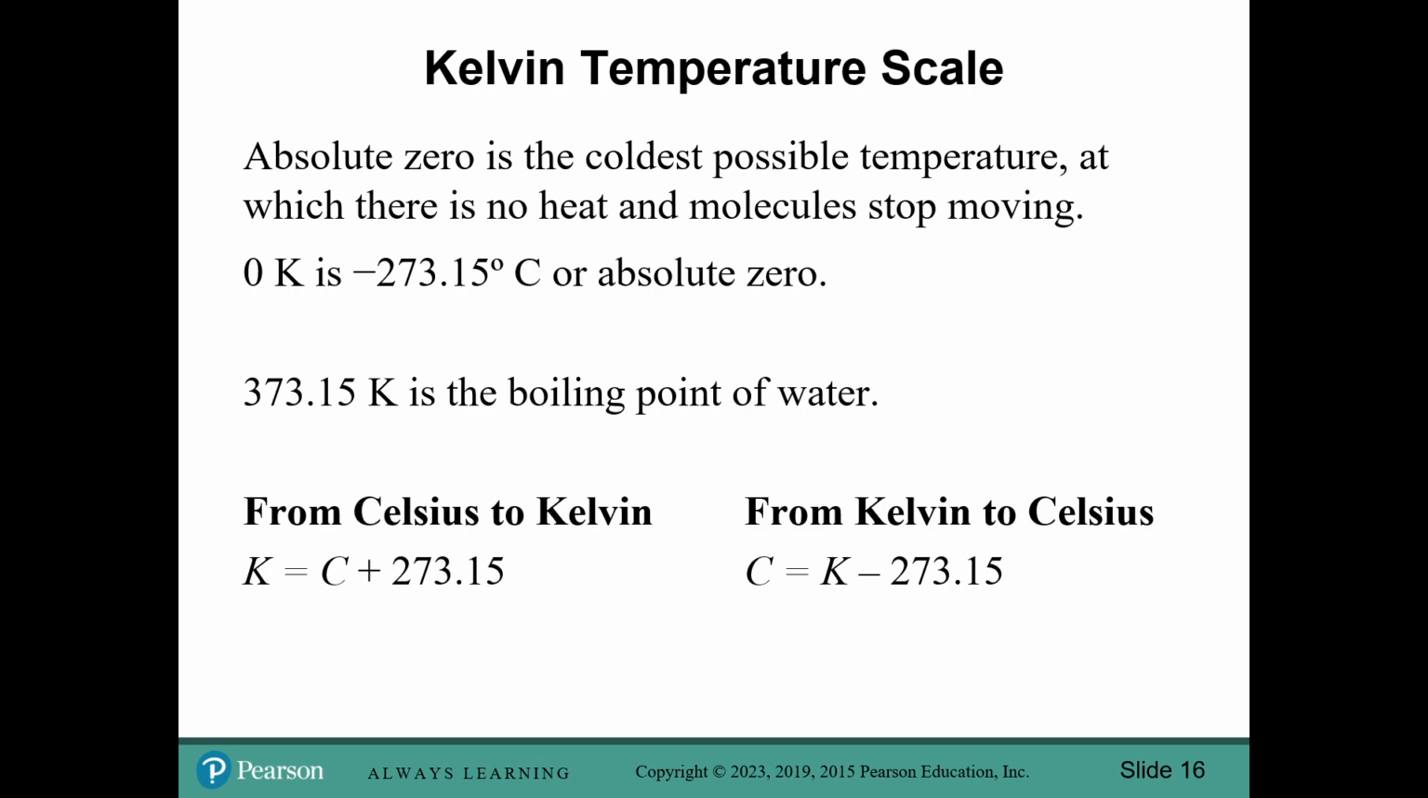This one's really simple here. Kelvin equals Celsius plus 273.15. Or, if we want to go the other way from Kelvin to Celsius, Celsius equals Kelvin minus 273.15. It's a simple addition and subtraction right there.